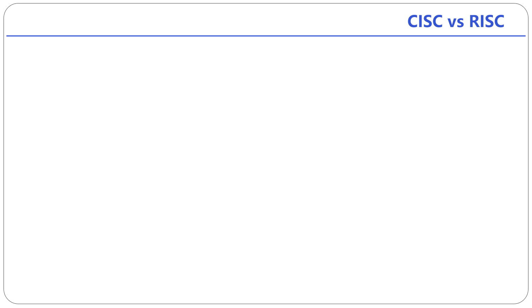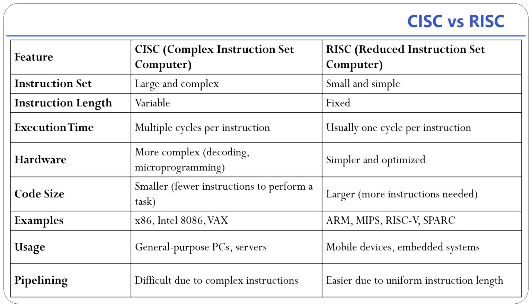Coming to CISC versus RISC, already we know that CISC stands for complex instruction set computer, whereas RISC stands for reduced instruction set computer. The first feature is the instruction set. If you consider the instruction set of a CISC processor, it is a large and complex instruction set. It supports a large number of instructions and they are more complex. If you consider the RISC architecture, the instruction set is small and simple.